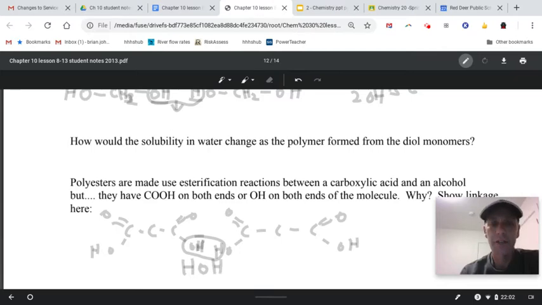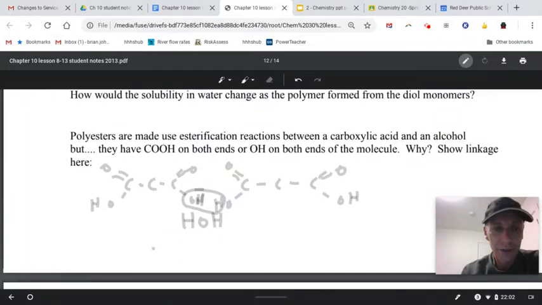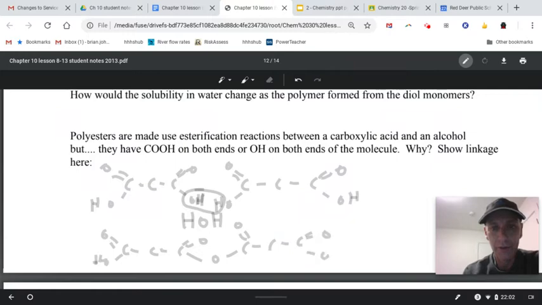And we get an ester linkage because underneath that we're going to get C double bond O, OH to the C double bond O to the O, C double bond O, C double bond O, OH. Okay, so here's our ester bond, C double bond O to the O, and we've removed the water.